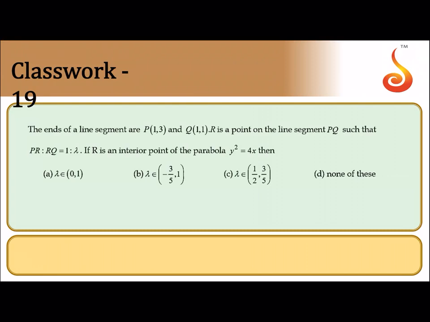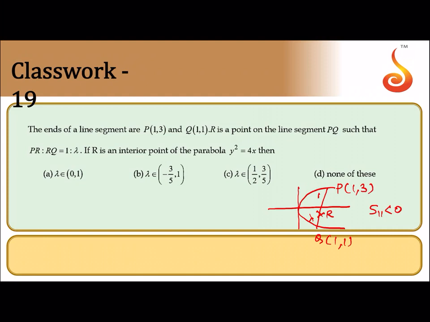The ends of line segment are P and Q, and R is a point on the line segment PQ such that PR to PQ is 1 is to lambda. R is an interior point of y square is equal to 4x. Simple one. This is the parabola and this is the line given to you. P is given as (1, 3) and Q is given as (1, 1). Point R is given to you. Ratio is 1 is to lambda. We first will find R, then we apply S11 less than 0.